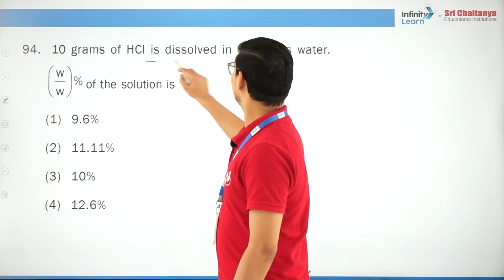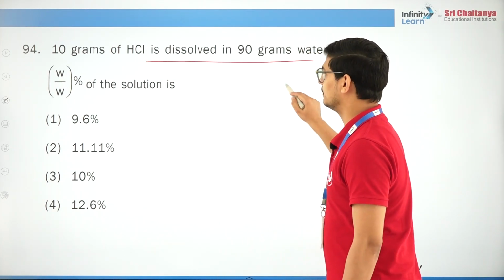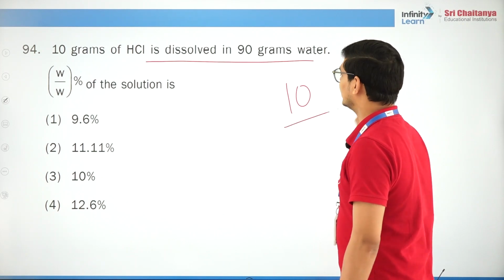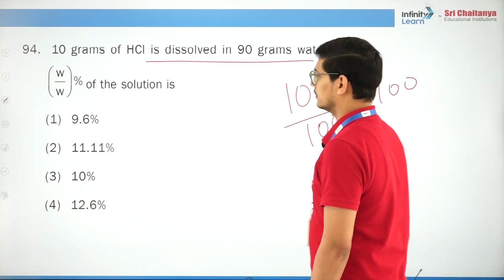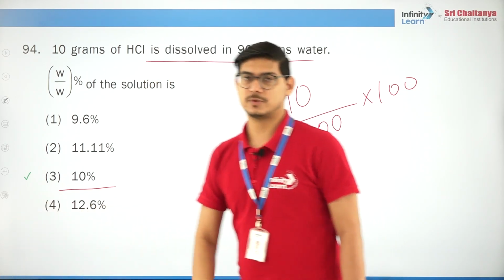10 gram of HCl is dissolved in 90 gram of water, weight by weight, it is simple, 10 gram of HCl and total 100 gram of solution, right? So this is the easiest question on earth.